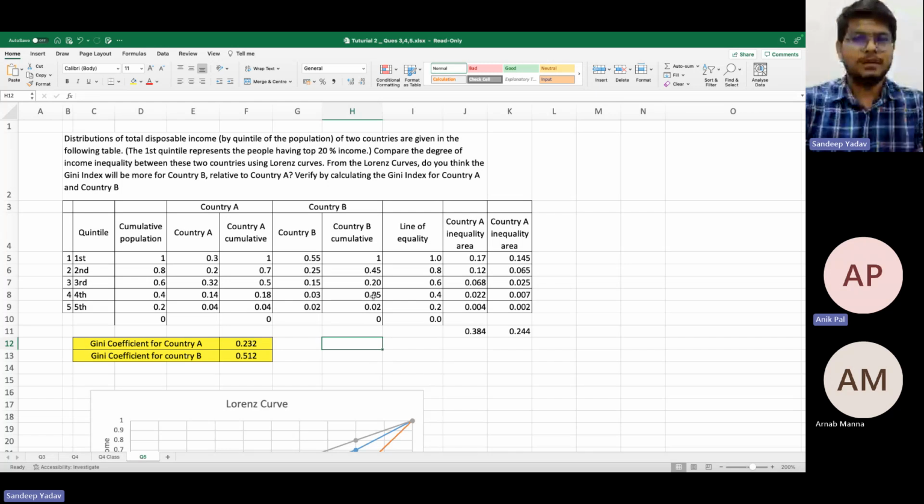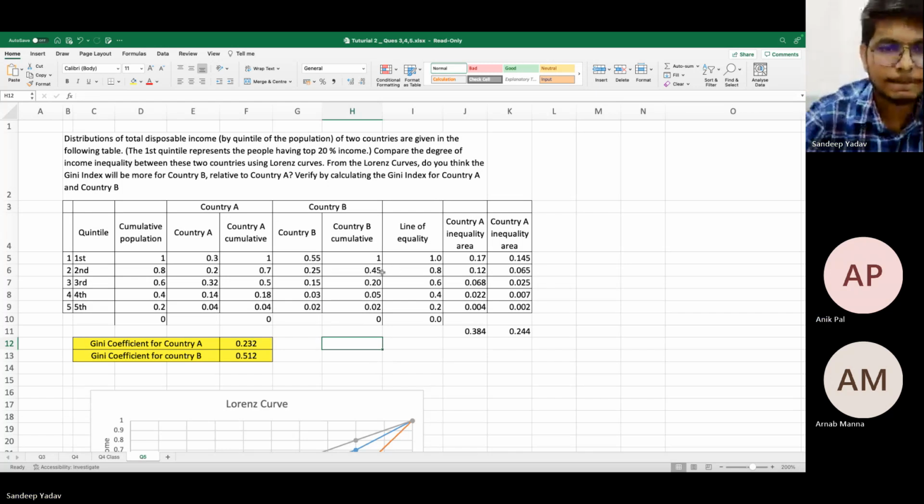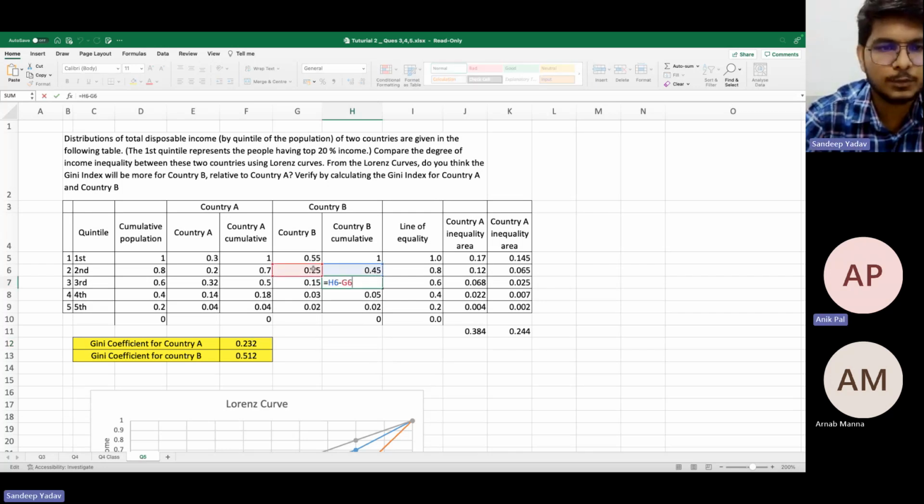Now the line of equality will be 0.30, no? Which one? 0.45 minus 0.15. This will be 0.30, no? 0.45 minus 0.25, 0.15.